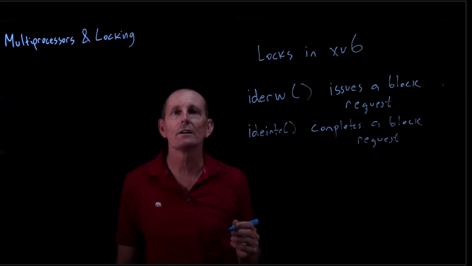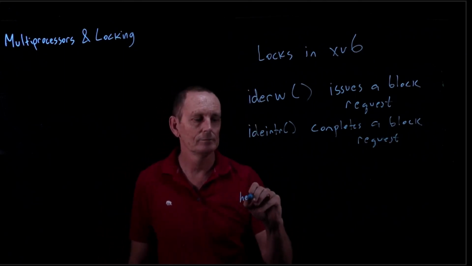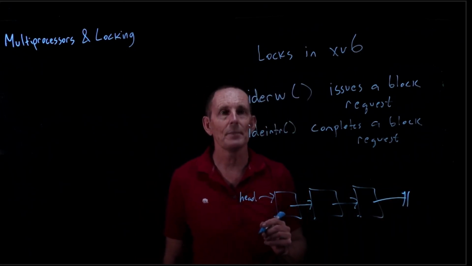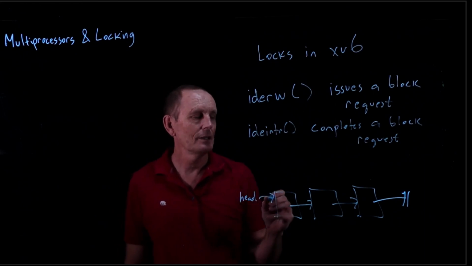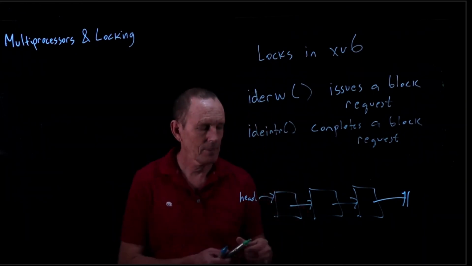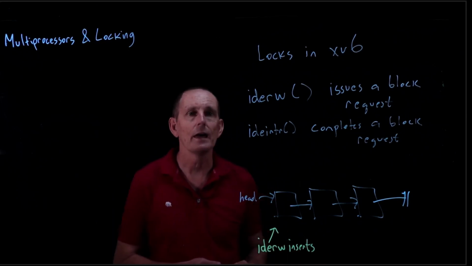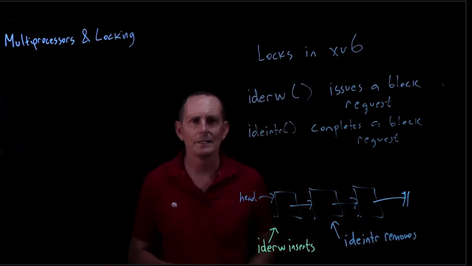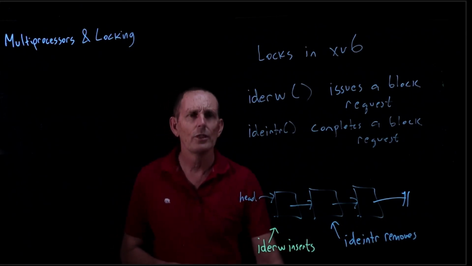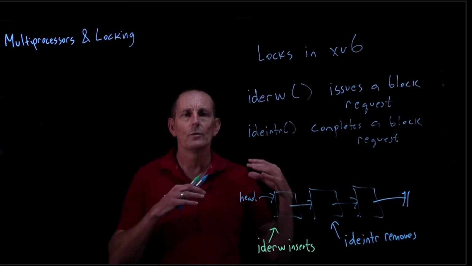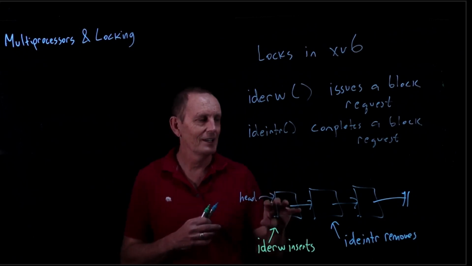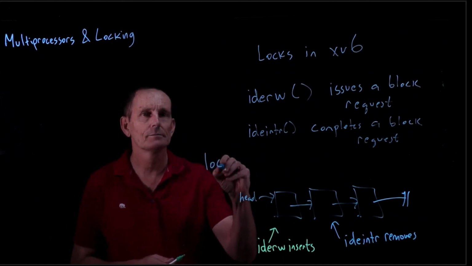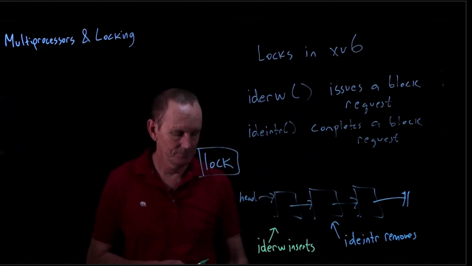They both share a linked list of blocks. IDE read-write inserts into the list at the head, and IDE interrupt removes from the list. The problem that could occur is that they both are trying to manipulate the list at the same time. Therefore we have a lock, which controls access to this list.